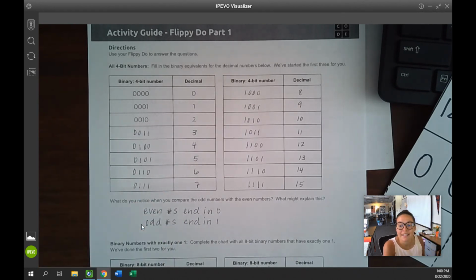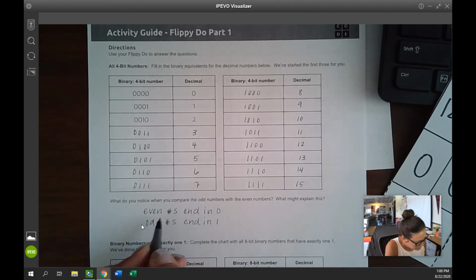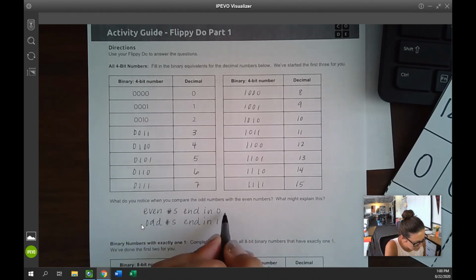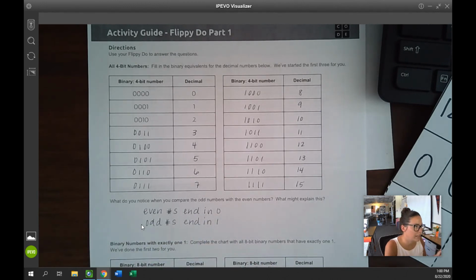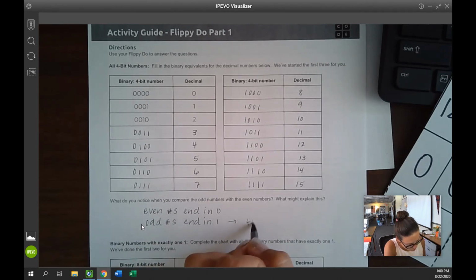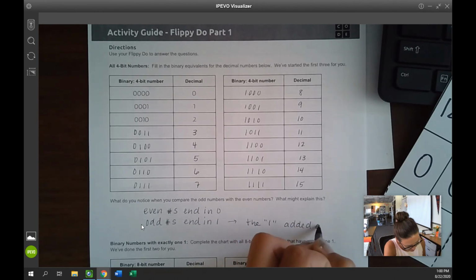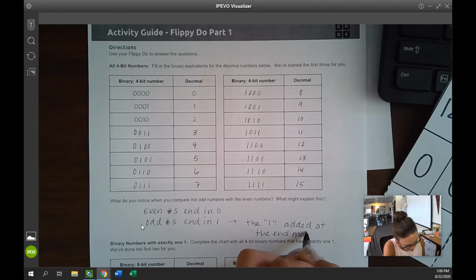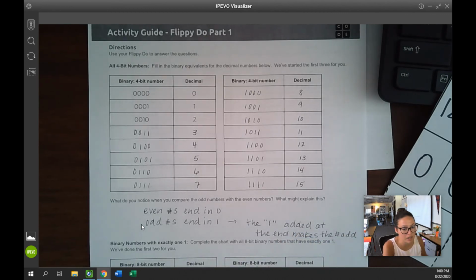Now, why is that? Well, with the even numbers ending in 0, that means there's not just one added on. In the odd numbers, there is. So the 1 added at the end makes the number odd. That's what makes the number odd.